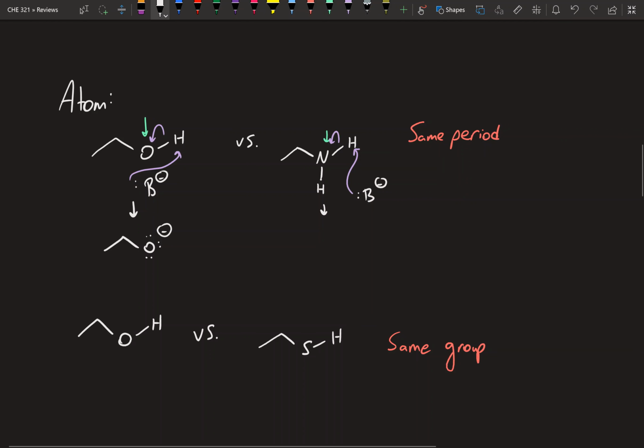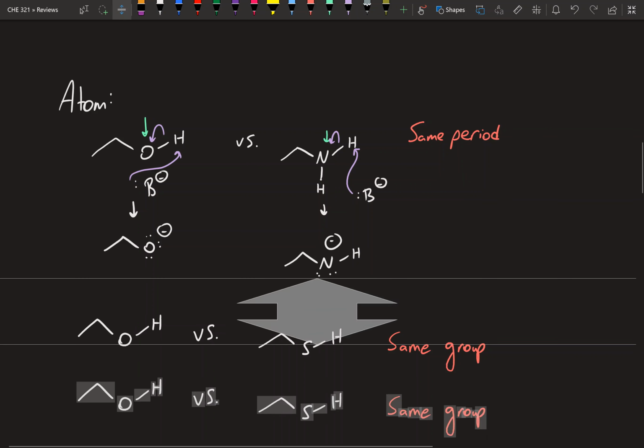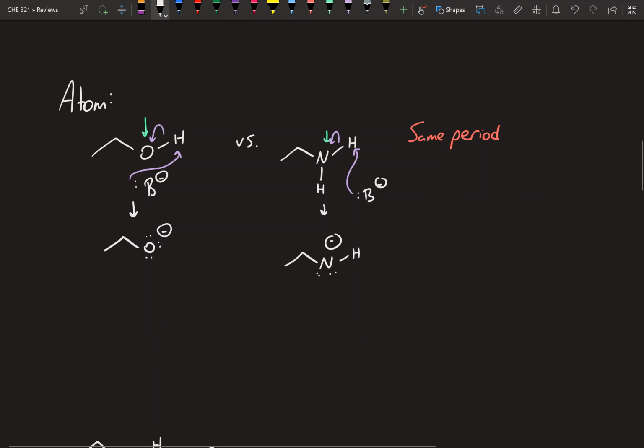So now this nitrogen has a negative charge also. So those are the conjugate bases of these acids. And now our job is to determine which is the most acidic one.